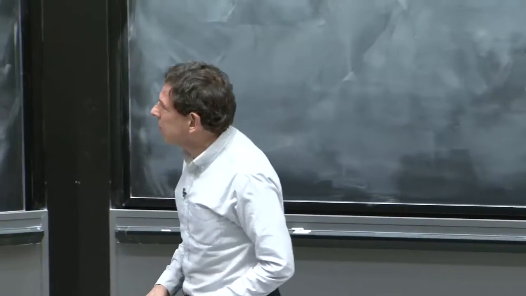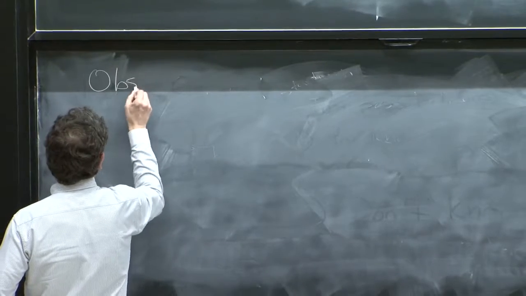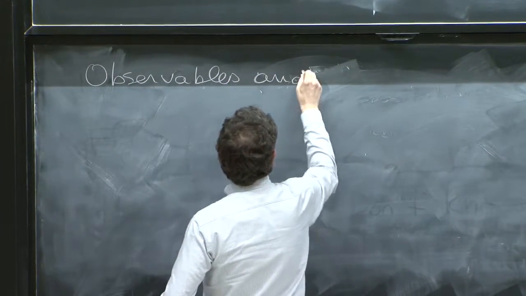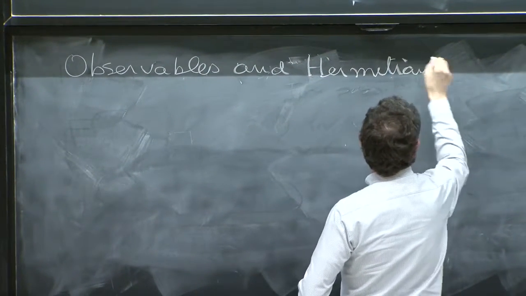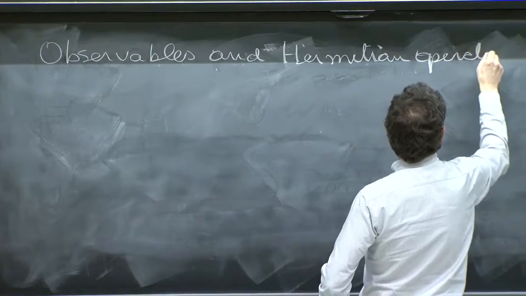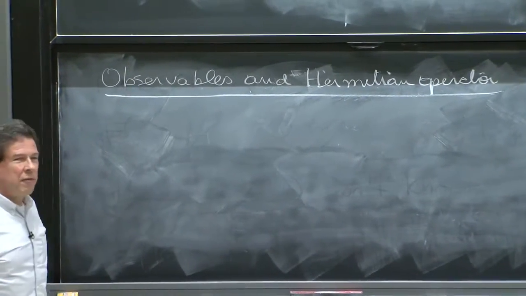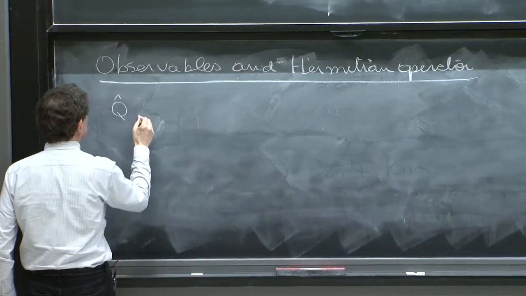Today we talk about observables and Hermitian operators. So we've said that an operator Q is Hermitian.